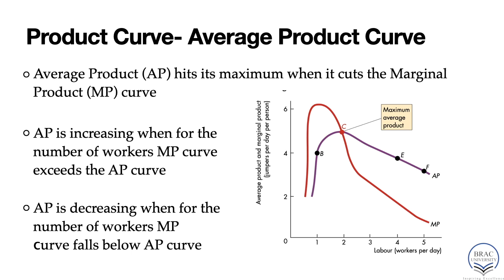Now, if from the product schedule that we saw in the previous slide, we plot the marginal product and the average product curves, we should see exactly what you can see here on the graph. And from here, we can see a relationship between average product and marginal product. That is, average product is largest when the average product and marginal product are equal, that is, when they intersect each other in the graph. As a result, the marginal product curve cuts the average product curve at the point of maximum average product.